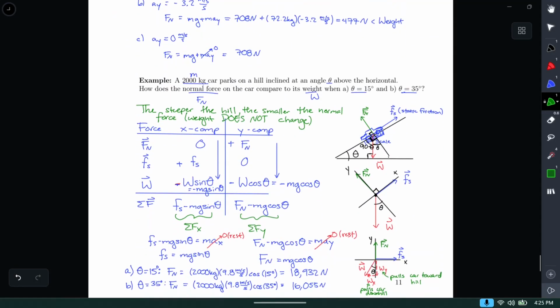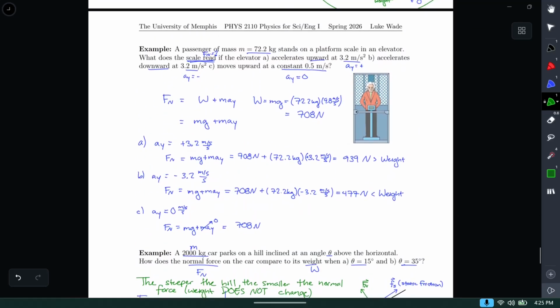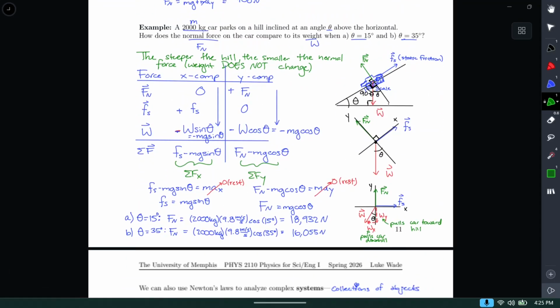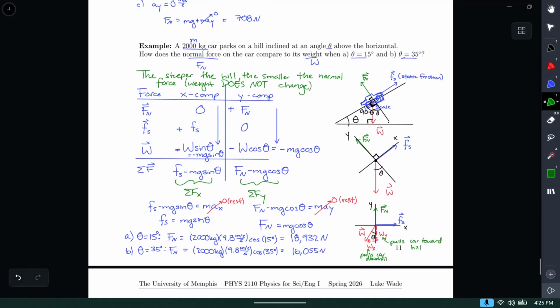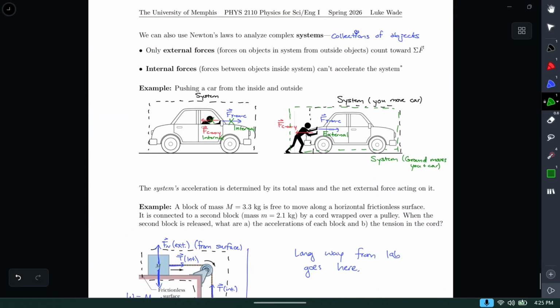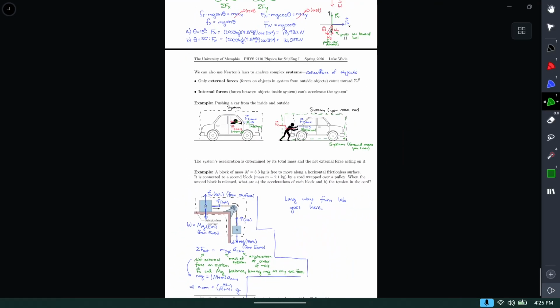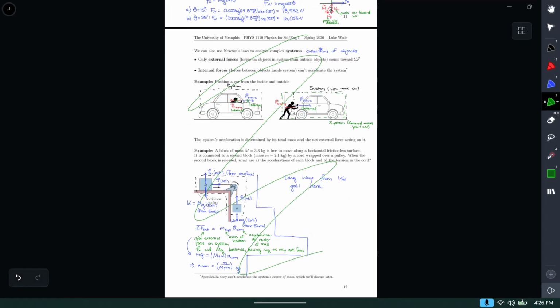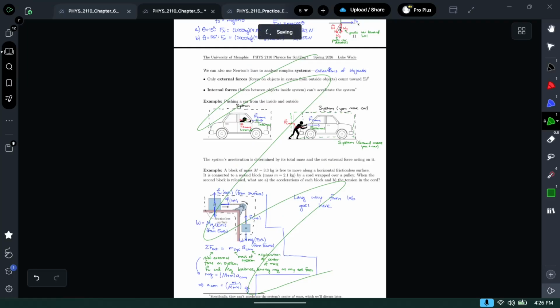All right, and then similar to that, someone asked about the elevator. I'll come back to that when I get to questions. Someone asked about this one. I'll get back to that with questions. I won't ask questions about systems on this exam. You won't have to do it for more than one object on this exam. That you tend to see more in dynamics if you take it. That was just so I've actually told you that it's a thing that you can do.